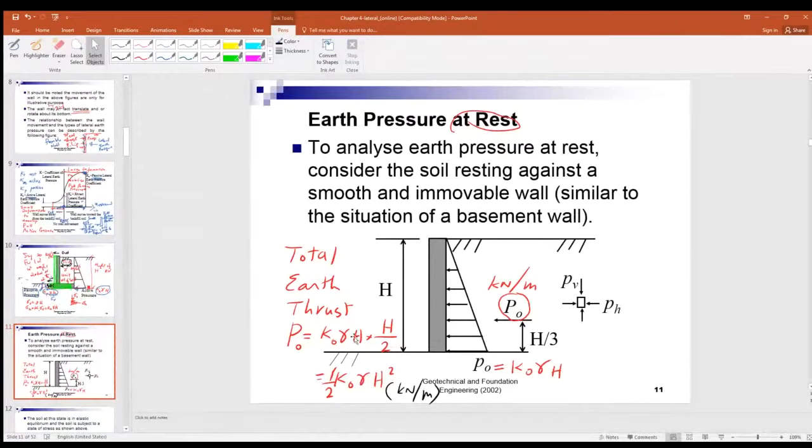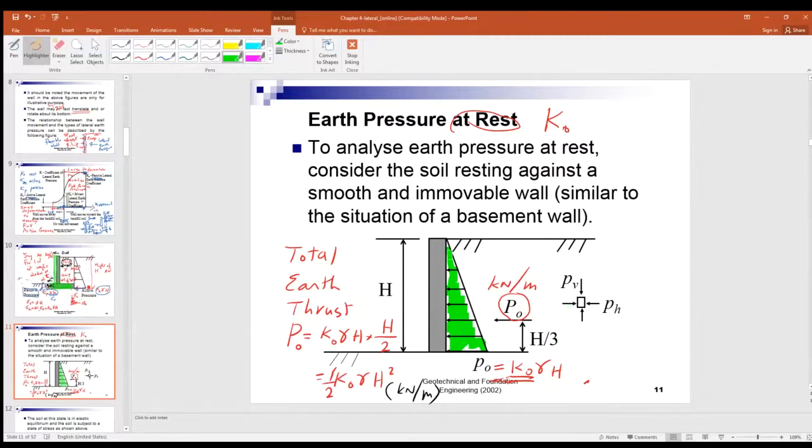Now let's take a look at what about the pressure at rest. Here, pressure at rest. So K naught, everything is at rest. So that's K naught. Again, we have here K naught times gamma H. Okay. Now here you have this green triangle, right?